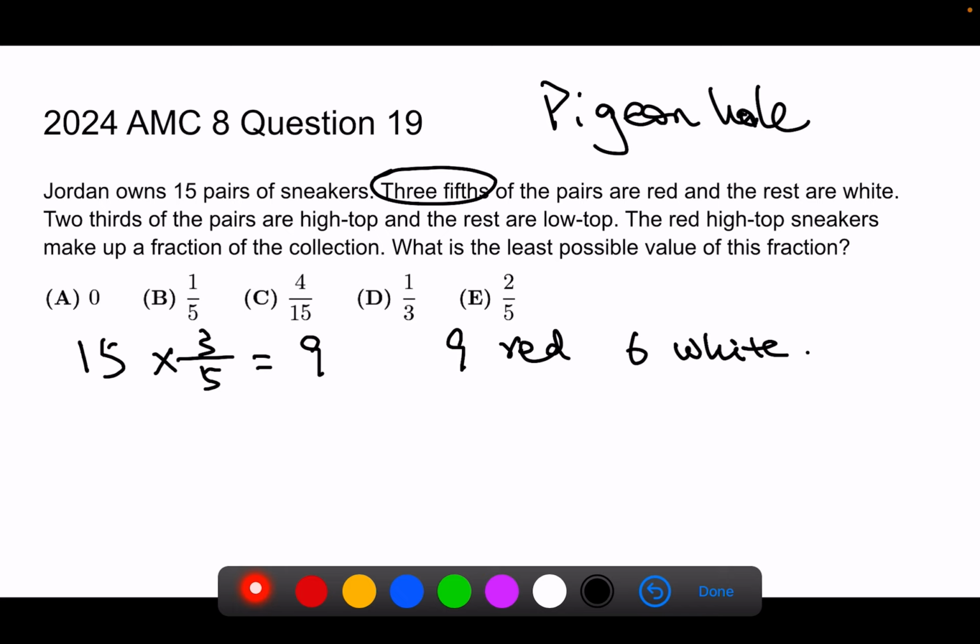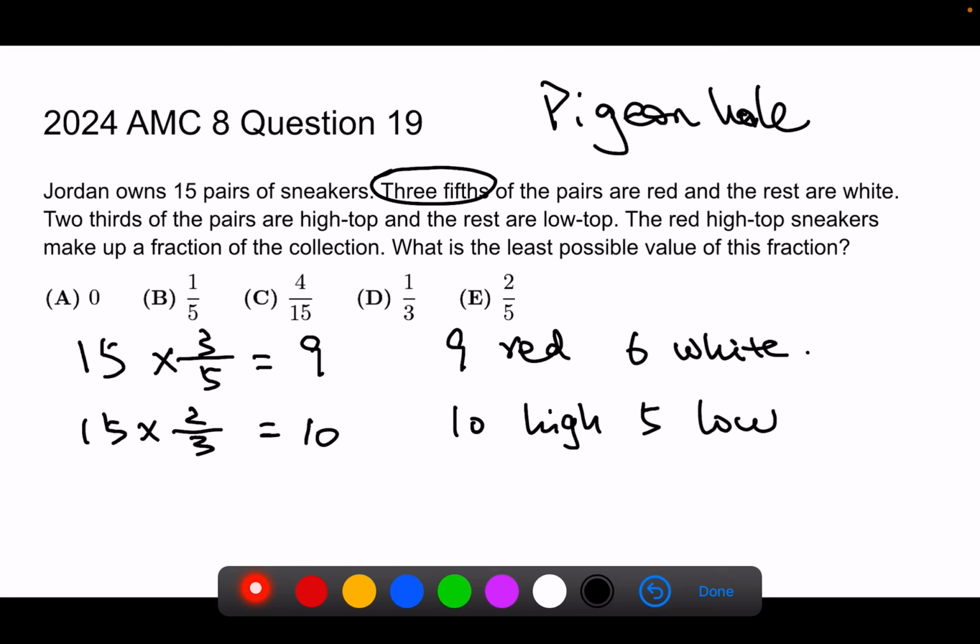Similarly, I'll just call this HL or high-low to save some words. Now 2/3 are high top, so 15 times 2/3 equals 10. So 10 high, 5 low. Now the question is, how can you have the least possible number of red highs? Right, so red and high.